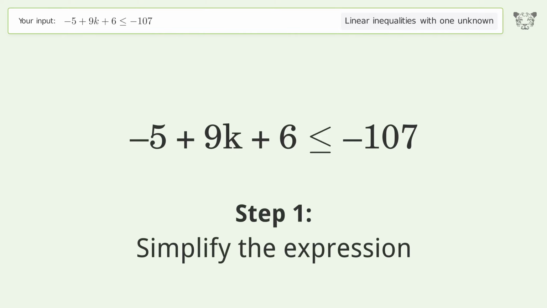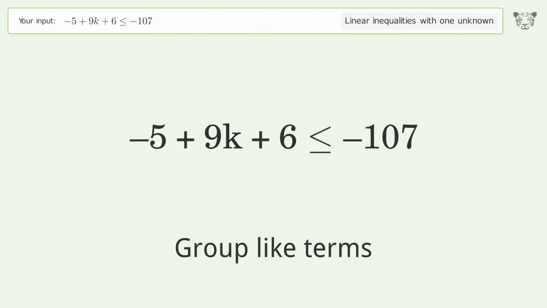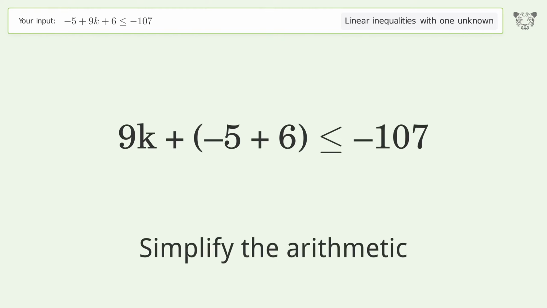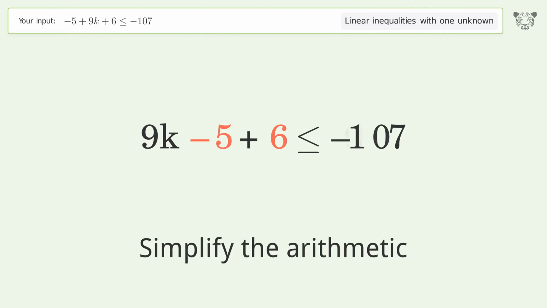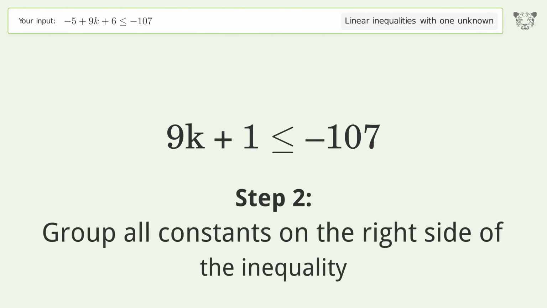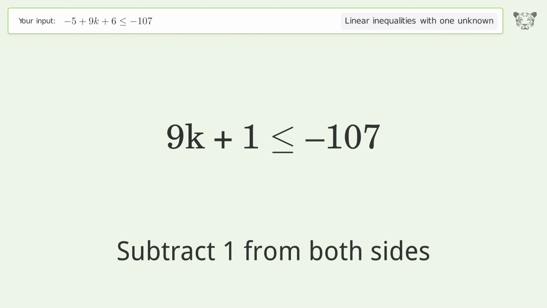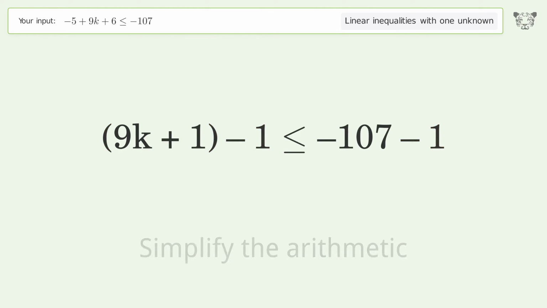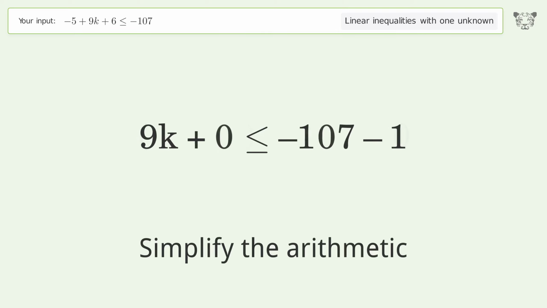Simplify the expression. Group like terms. Simplify the arithmetic. Group all constants on the right side of the inequality. Subtract 1 from both sides. Simplify the arithmetic.